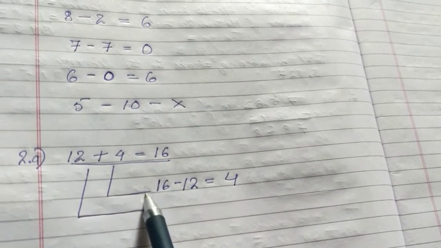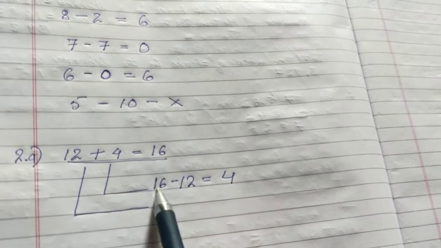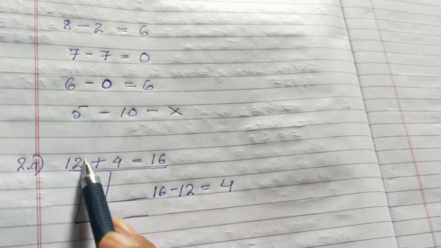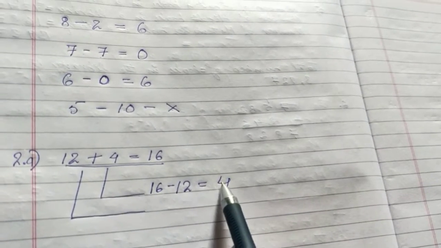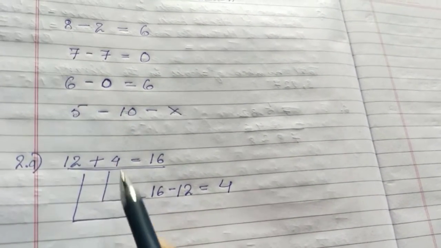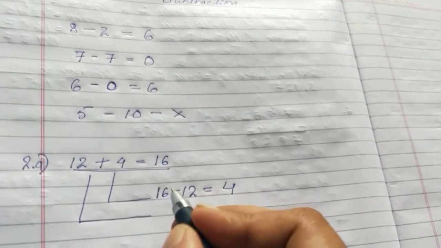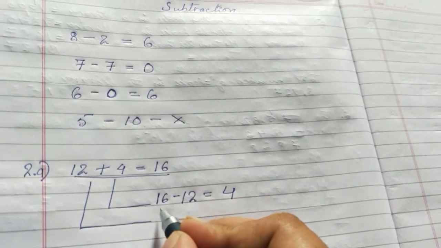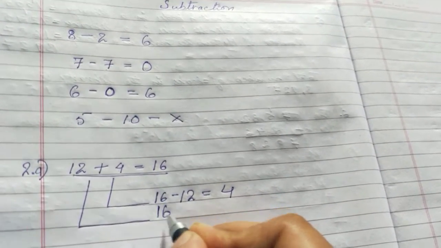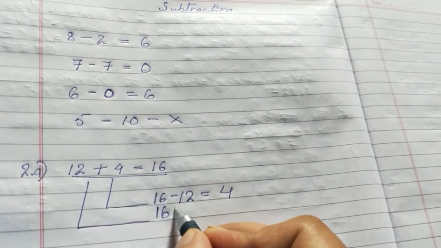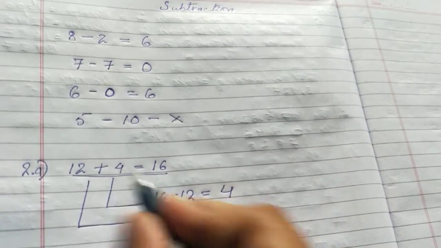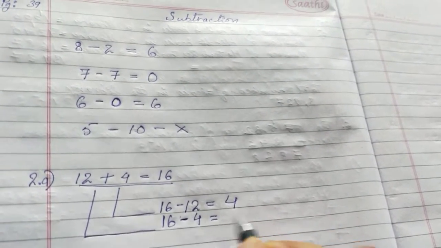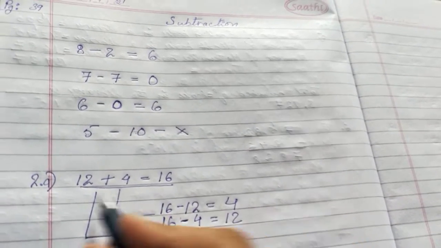The first subtraction fact will use the answer. You write the number which is the answer first and subtract the first number, which is 12, is equal to 4. You got the other number which was there in the addition sum. Again you write the answer 16 minus 4. What will you get? 12. You got the other number.